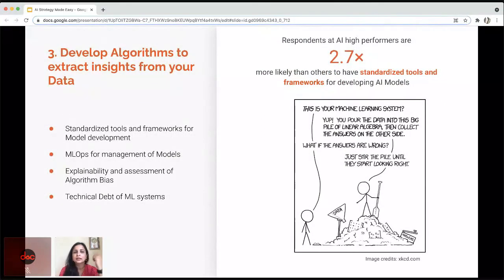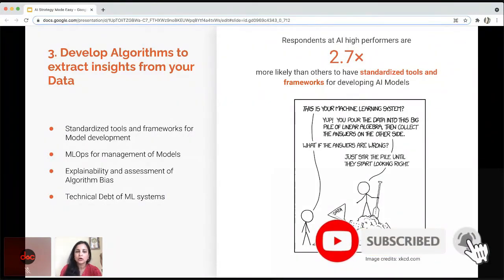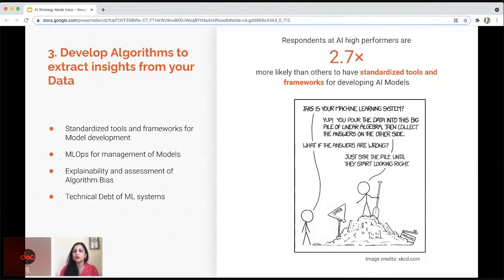The third one is around developing algorithms to extract insights from your data. A little bit of humor here, but the real message is that respondents at high performers are more than 2 times more likely to have standardized tools and frameworks for developing AI models. So having standardized tools and frameworks is a key requirement, as is having MLOps for management of models. When you think of model building, there is a training and testing component, and there can be many versions of the training data and the testing data. So it is a very complicated ecosystem. When you're working with one model, it's easy, but when you are working with multiple versions of models, it can be super challenging. So having a very clear MLOps process for managing these models is really critical to have these models built in a seamless manner.